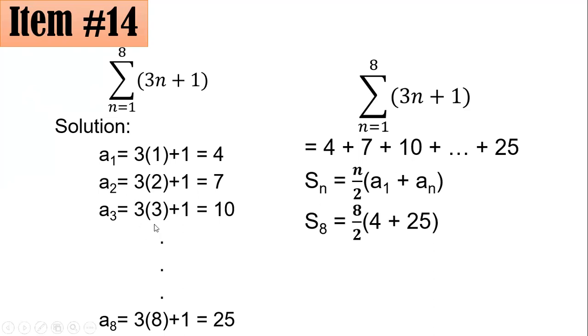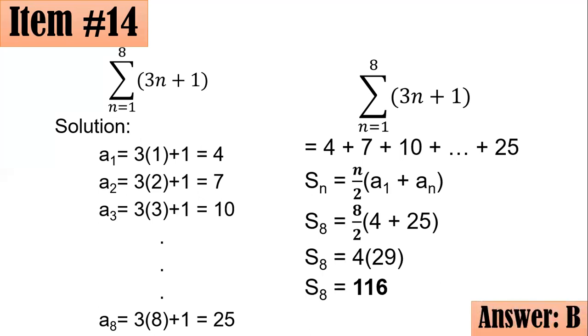8 over 2 is 4. 4 plus 25 is 29. So you will have 4 times 29, and this means that the sum of the first 8 terms of your arithmetic series here is 116, letter B. All right, so far so good. Number 15.